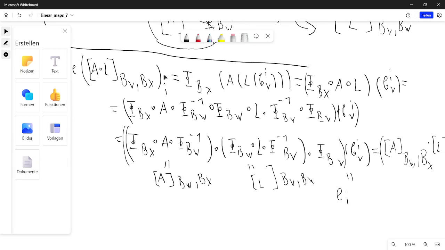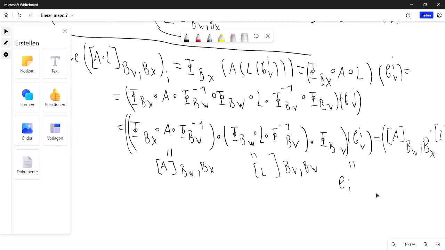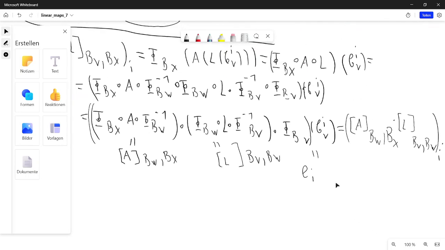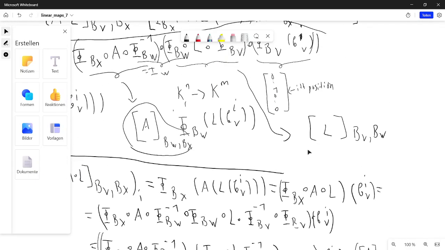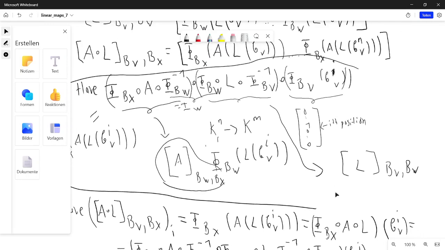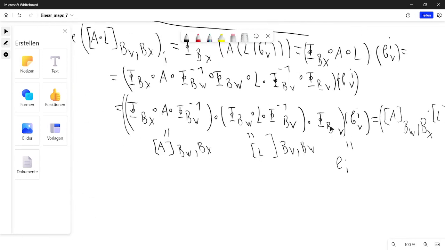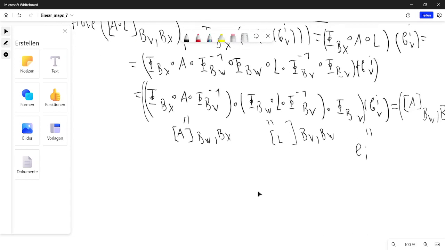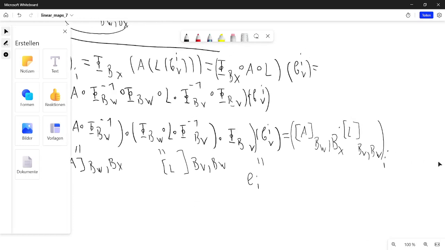So now we have the i-th column of this matrix is equal to the i-th column of this matrix. These matrices have the same dimension, by matrix multiplication. And this is what we wanted. We have established the equality of these matrices. Also, a corollary of the way how we proved that, and then we have this nice thing.